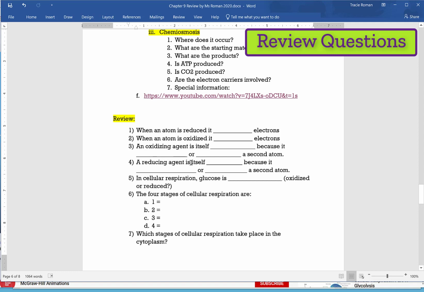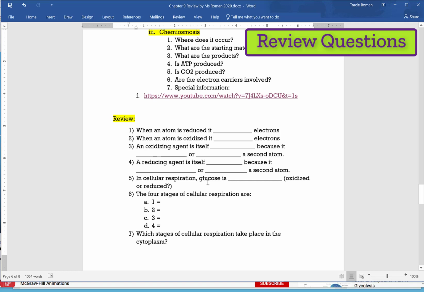And a reducing agent is itself oxidized, because when a reducing agent reduces a second atom, it gives electrons to the second atom.